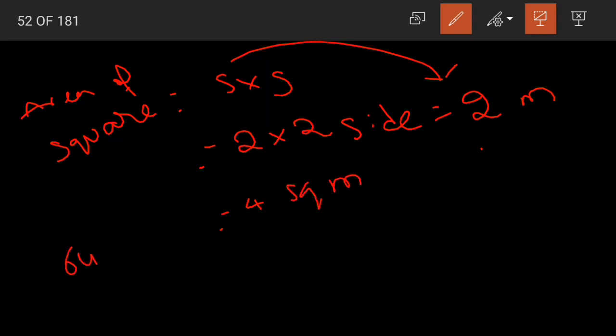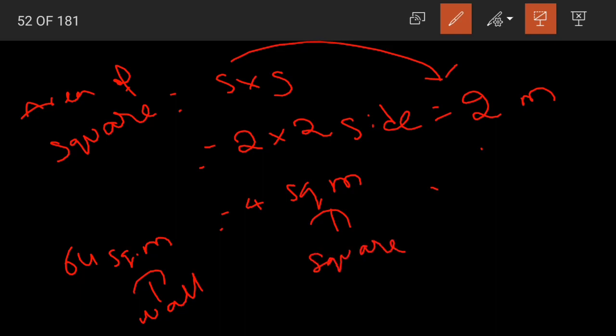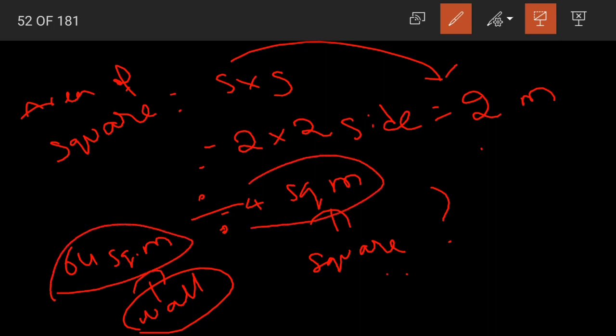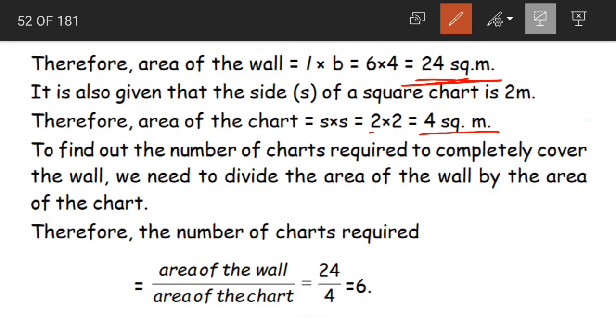The total area of the wall is 24 square meters and the area of our square sheets is 4 square meters. Now how many of these square sheets do we need to decorate the entire wall? How to find out? We need to divide these two. The area of the wall divided by the area of the square sheet. Clear children? What should we do? Divide the area of the wall by the area of the square sheet. Understood?